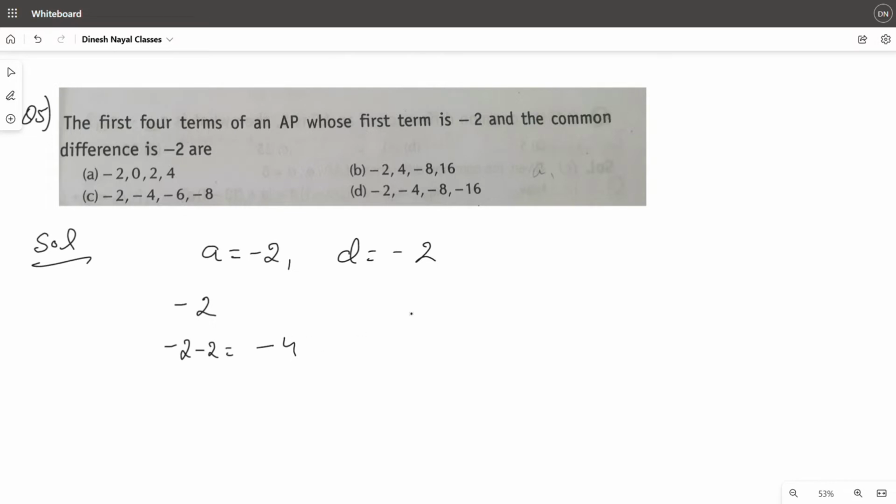Now again we will add D to it. The next term is obtained by adding D, because D is the constant difference. So that will be minus 4, again minus 2, which equals minus 6. Then again minus 6, minus 2, because minus 2 is the common difference, gives minus 8. So the first 4 terms will be minus 2, minus 4, minus 6 and minus 8. So C is the correct option: minus 2, minus 4, minus 6, minus 8.